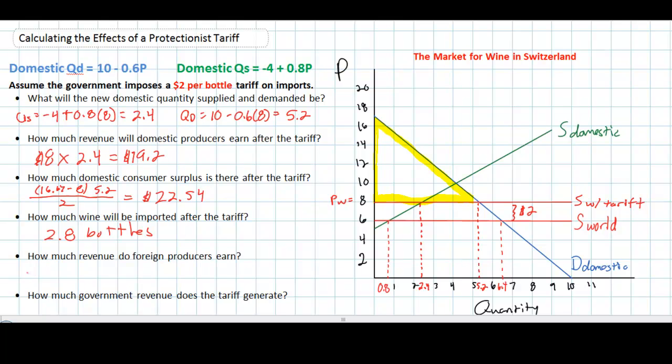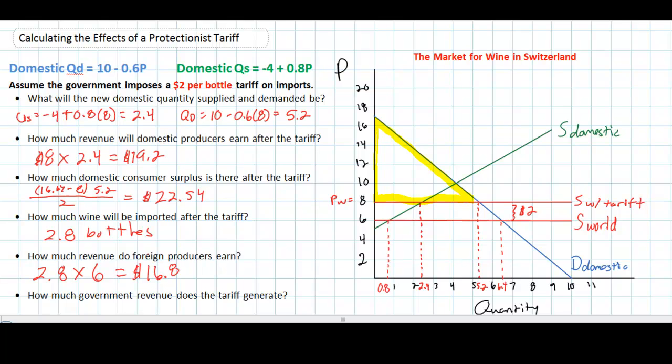How do we calculate the amount of revenues earned by foreign producers of wine? Keep in mind that the $2 of the tariff will not be earned by foreign producers of wine. That will go to the government. So to find the amount of producer revenue abroad, we must calculate the quantity of imports, that's 2.8 bottles, and multiply this by the price that they are earning from these sales, which is $6, and we'll get foreign producer revenue following the tariff. Foreign producers will earn only $16.8 from their business with Switzerland now.